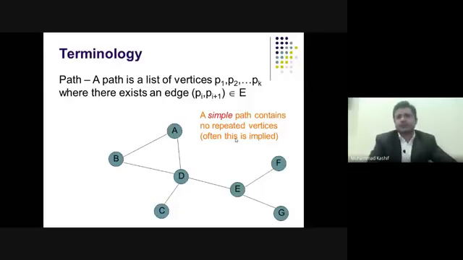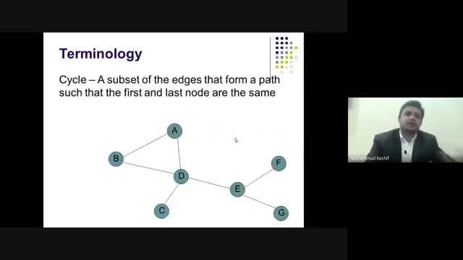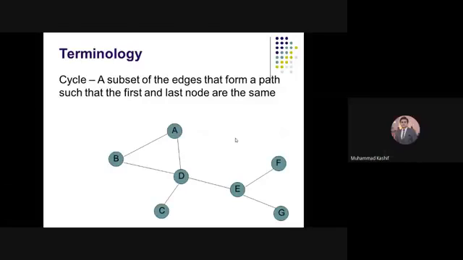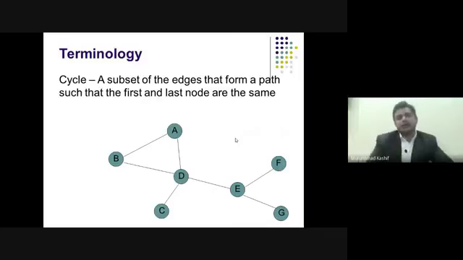But what is a cycle? Cycle means an action or a process that can be done repeatedly: a subset of edges that form a path such that it starts and ends with the same node. There should be a path, and that path would be a cyclic path. So this is a cycle.